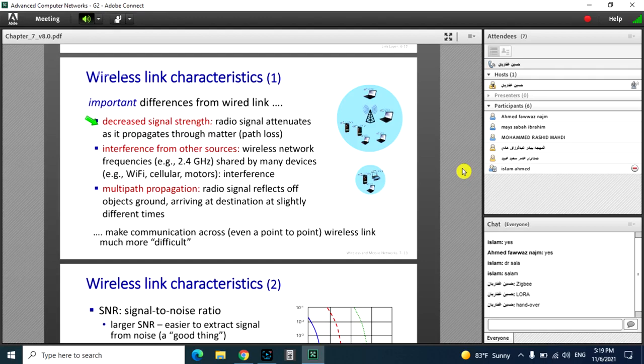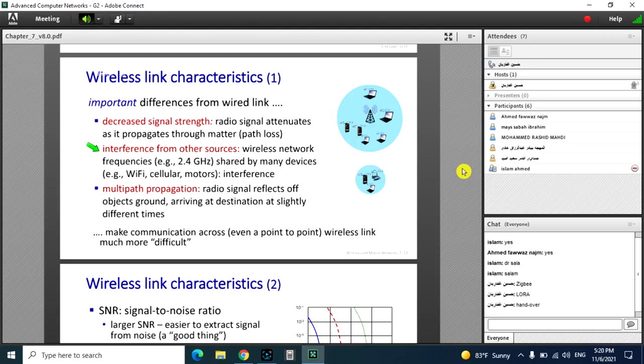Why? Because in a wired network, my signals are guided in a restricted area inside the cable. But when I'm using a wireless link, I'm sending my signals inside a big area, a big space. So my signals will lose their power sooner and more than signals inside a wired network. So we have path loss, a decrease in signal strength, faster than in wired networks.